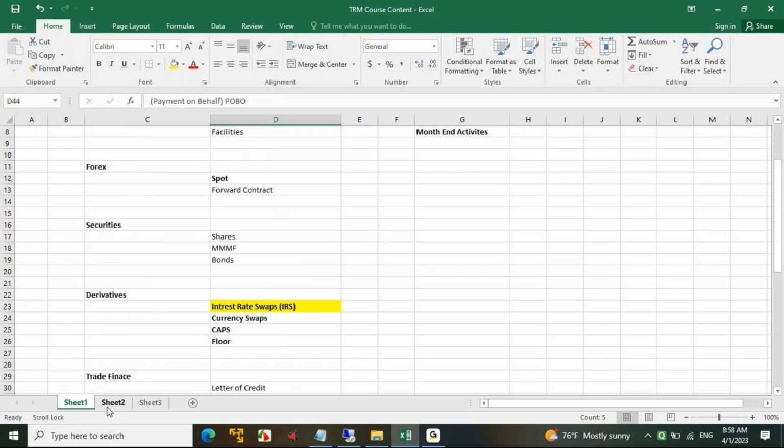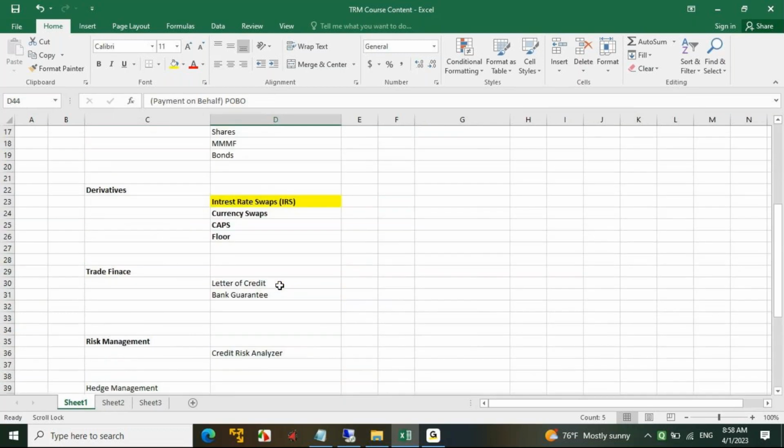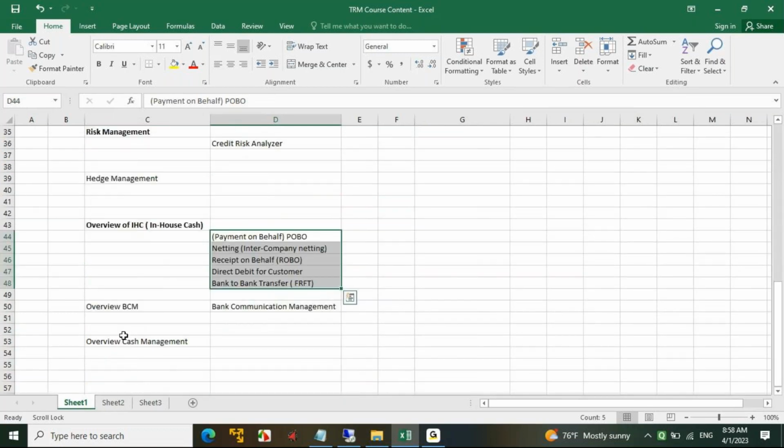Okay. Now, Abhinav, yes, tell me, please. Will you be able to tell us about cash and liquidity? Of course, this is a part of cash management, right?